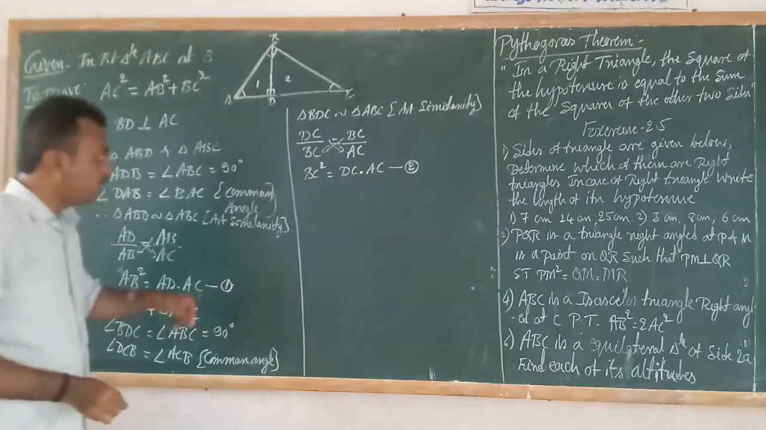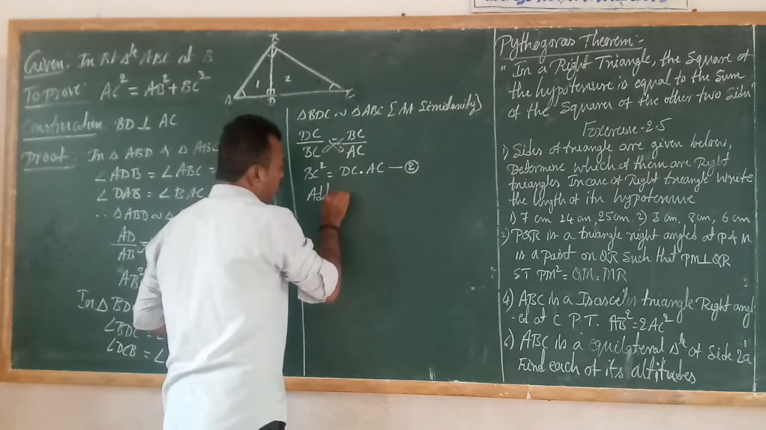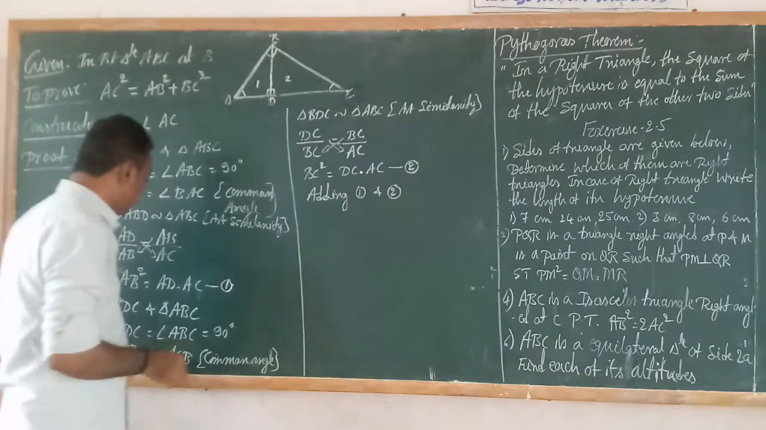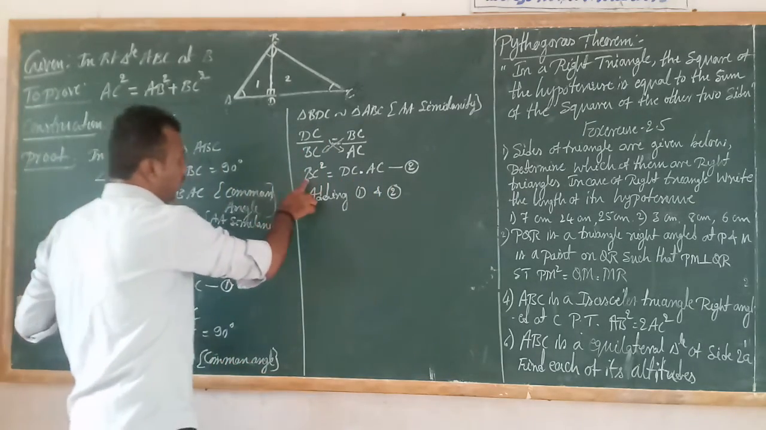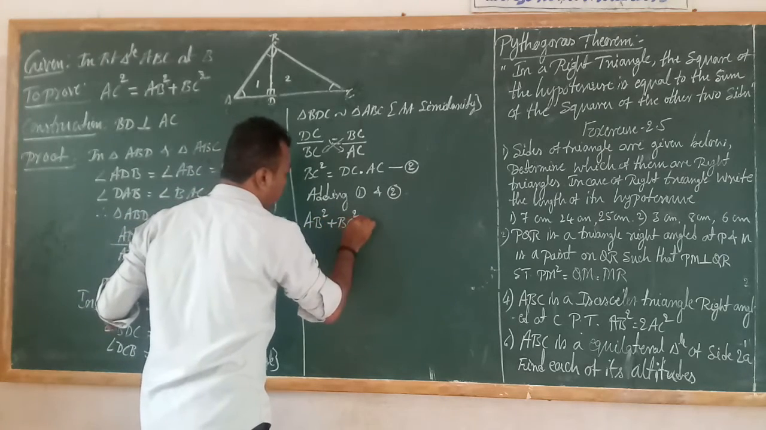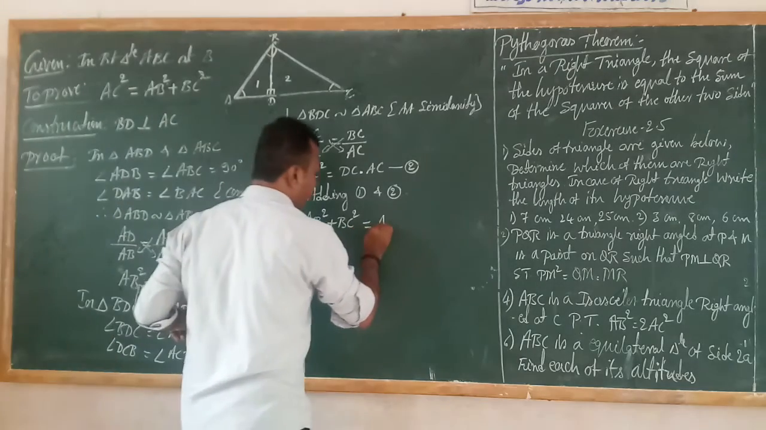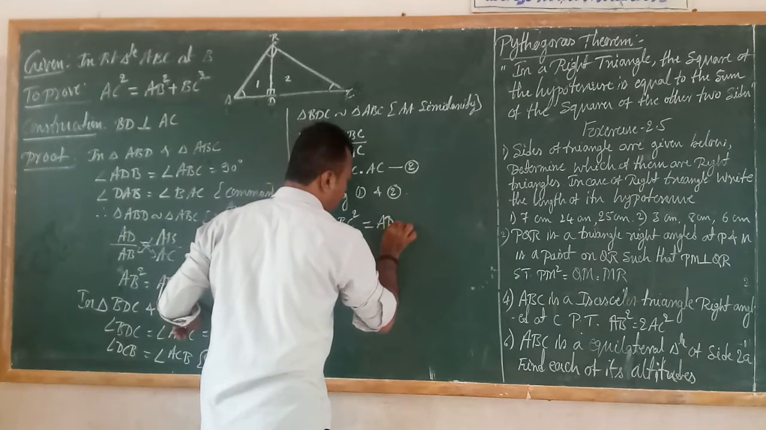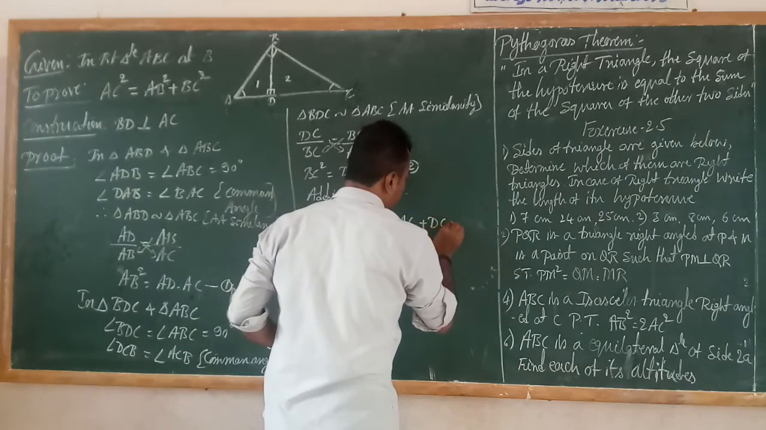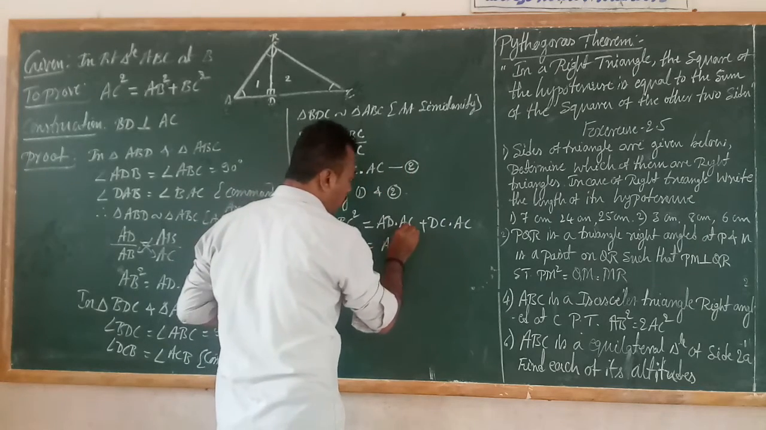So this is 1 and this is 2. Adding 1 and 2. Final step, adding 1 and 2. So what is that? AB square plus BC square is equal to AD into AC plus DC into AC. In that, AC is common.